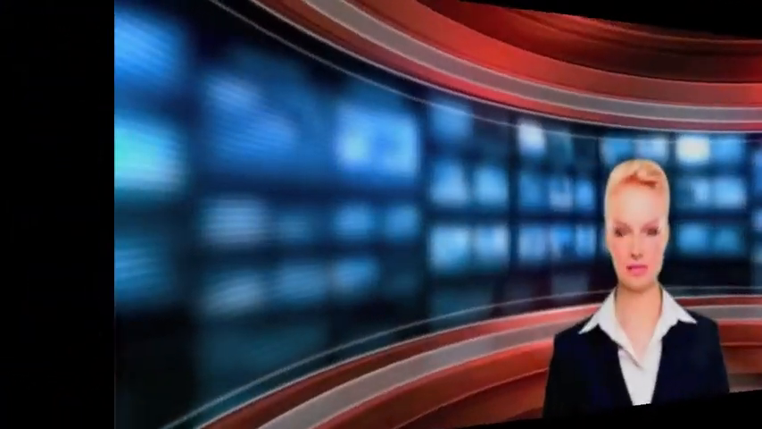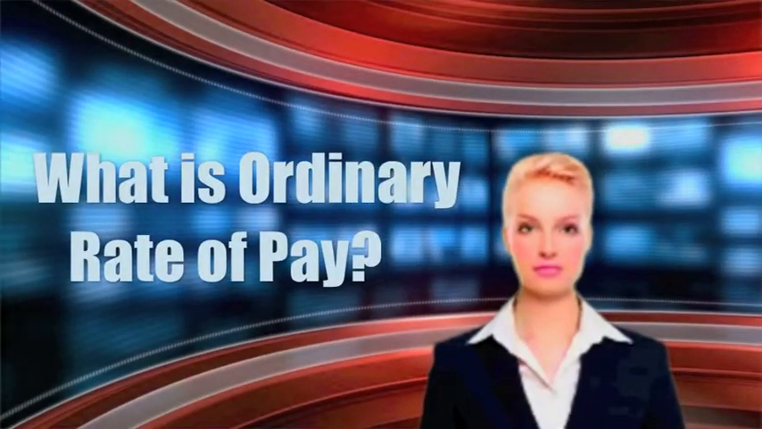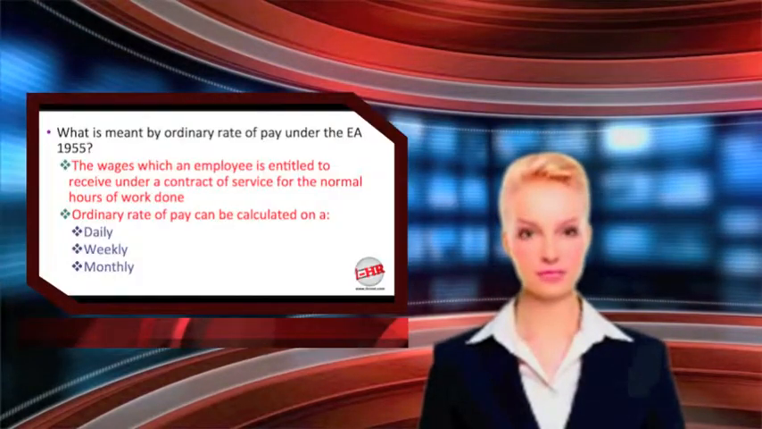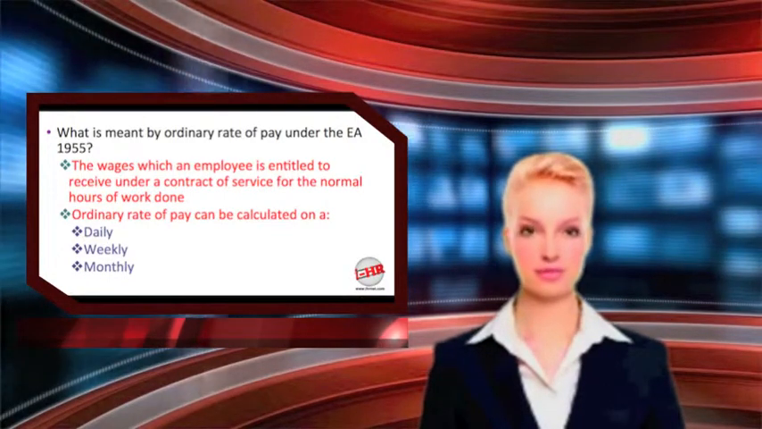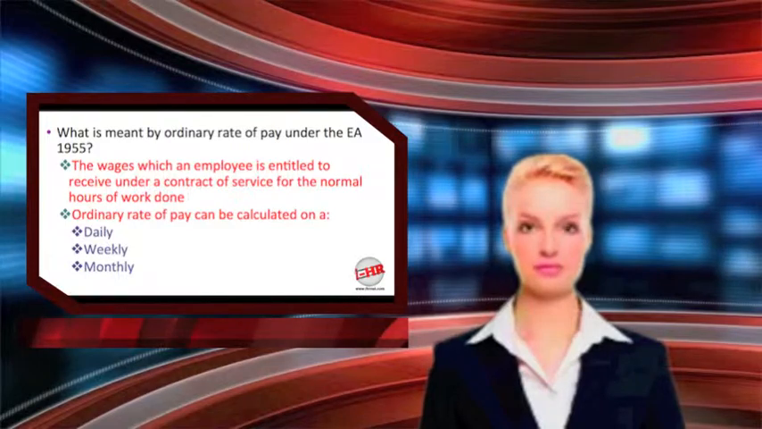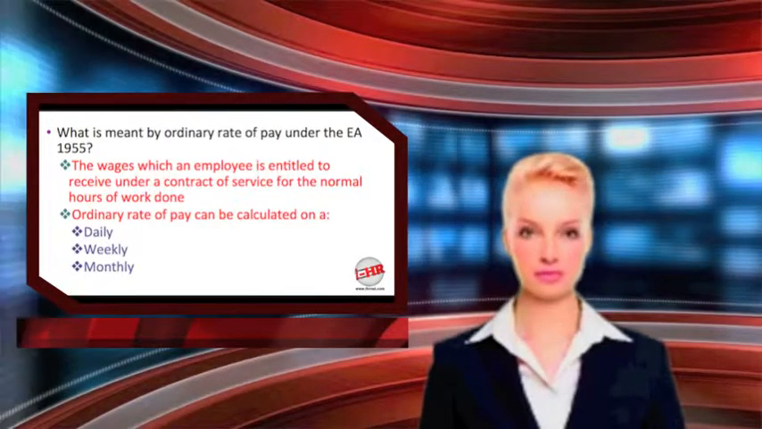hours per month. What is the ordinary rate of pay? According to the Employment Act, the definition of the rate of pay is the wages which an employee is entitled to receive under a contract of service for the normal hours of work done by them. Ordinary rate of pay can be calculated on a daily, weekly, or monthly basis.